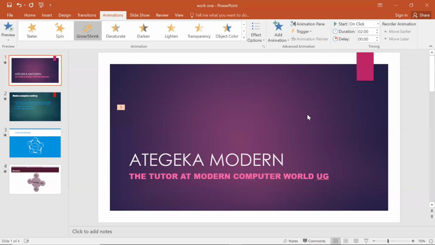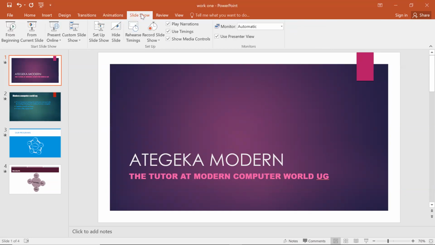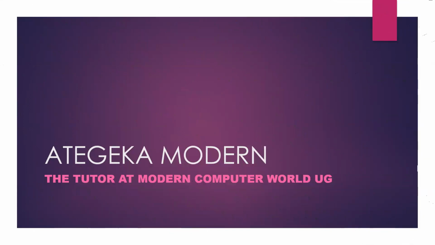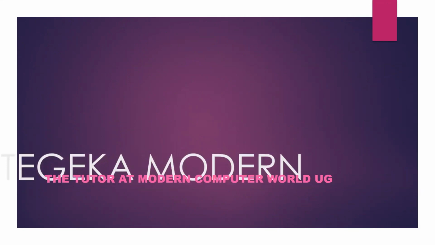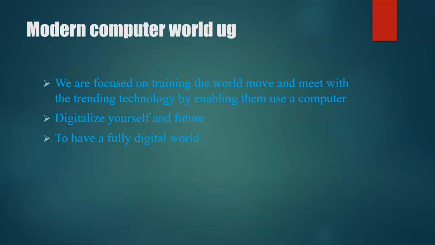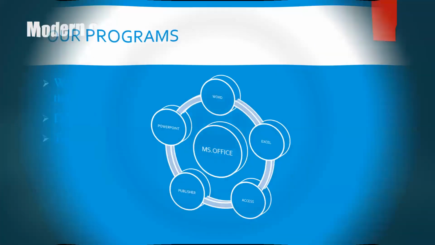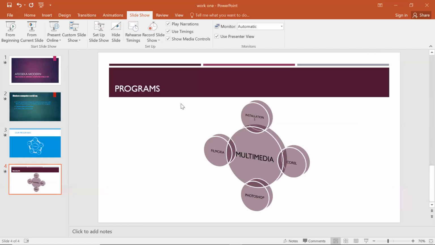So guys, let's first play this so that we see how it will look. You press F5 on your keyboard, you play the slides, you see how they look. So I'm clicking on the mouse, you see this one coming, I click, you see, I click, then I press escape, we go back.